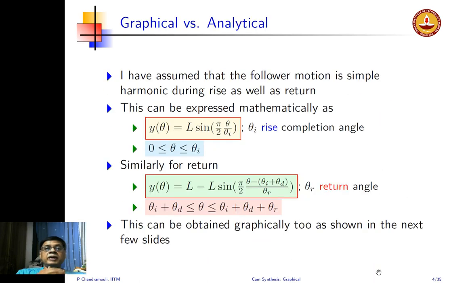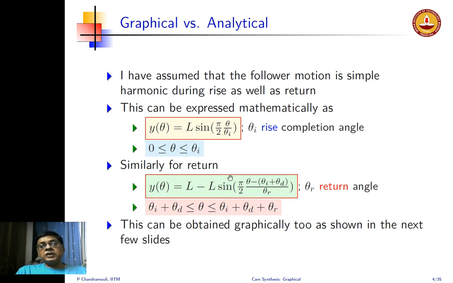Now, in the picture that I showed you, I had assumed that the follower motion is simple harmonic during rise as well as return. So this can mathematically be expressed for the rise in the following form: y of theta is L sine of pi by 2 into theta by theta I. You can see that when theta equals 0, y of theta, which is the lift or the displacement, is 0, and when it reaches theta equal to theta I, which is the rise completion angle, we reach the maximum lift, which is L. And this equation is valid only within this angle 0 to theta I.